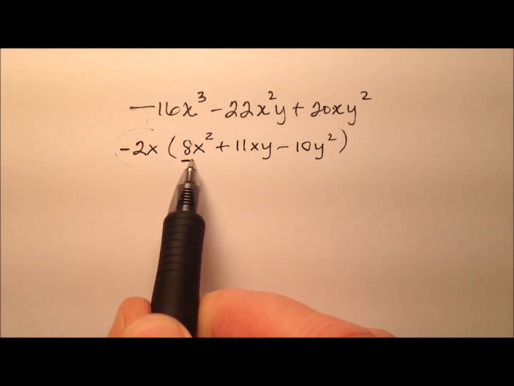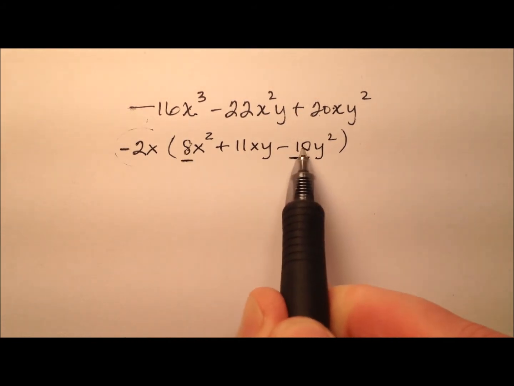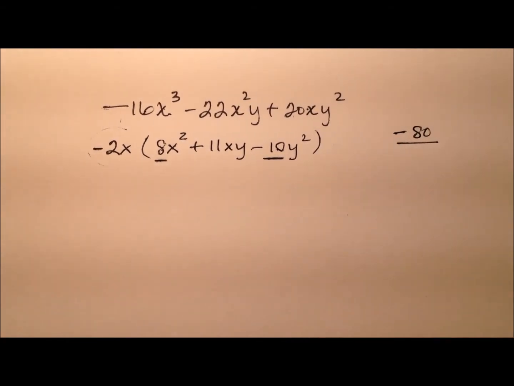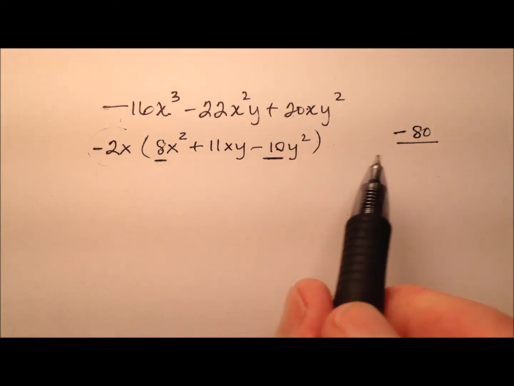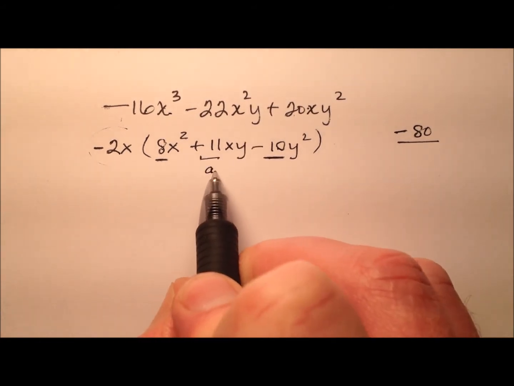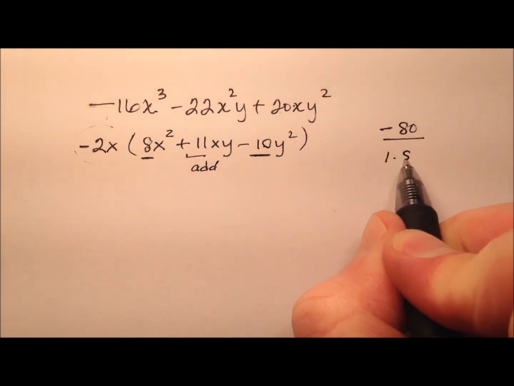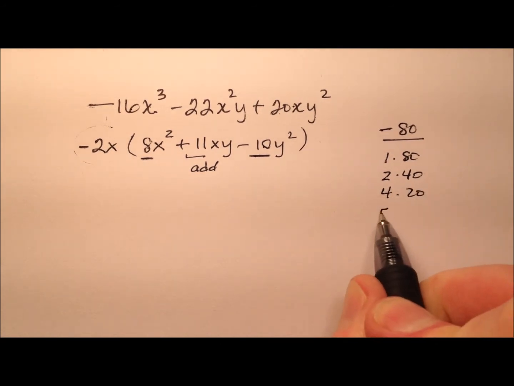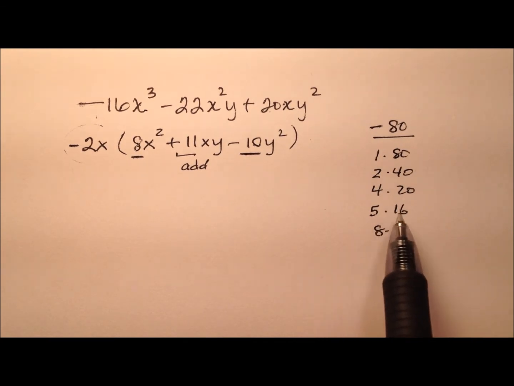So we have our leading coefficient and then this other term. So 8 and negative 10, we're going to multiply those together and get negative 80. What I'm doing here is looking to find factors of negative 80 that will add to make positive 11. Factors of 80 are 1 and 80, 2 and 40, 4 and 20, 5 and 16, 8 and 10. Probably 5 and 16 looks like our best bet.